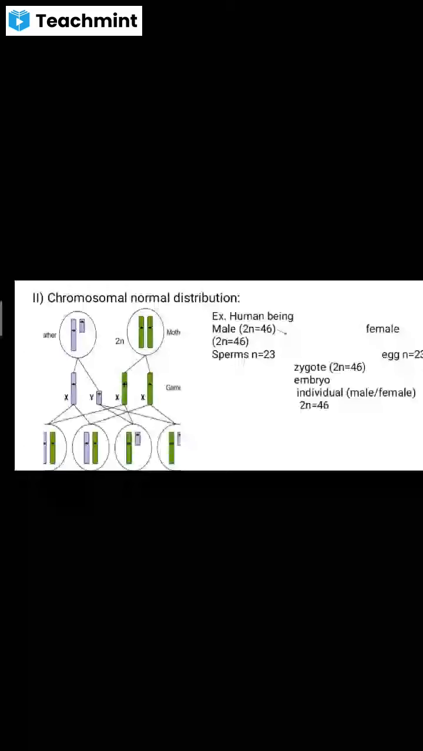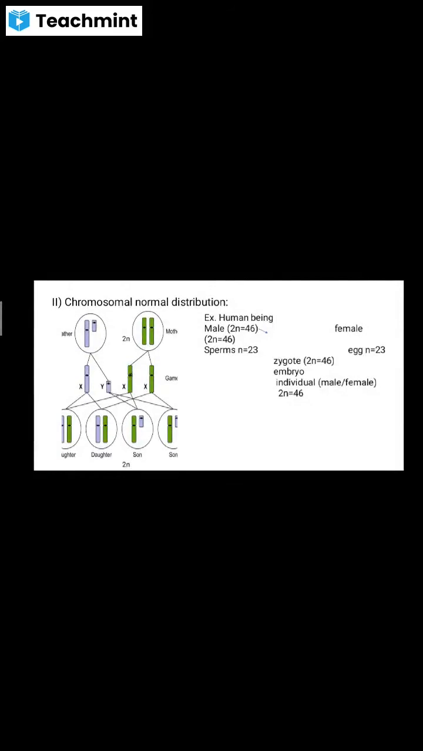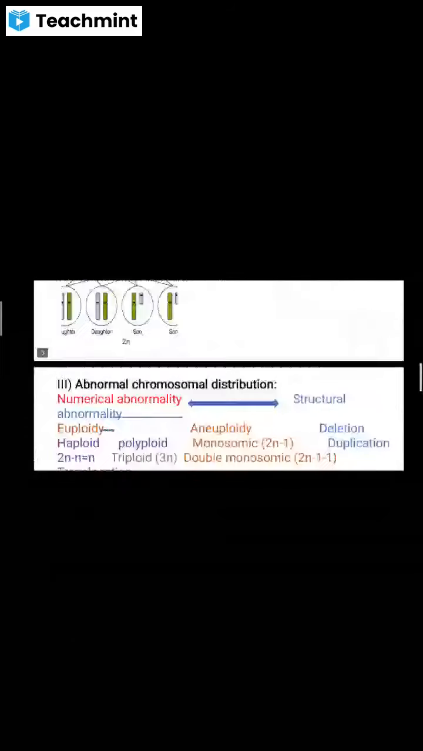Then, in male parents, what are the gametes? X and Y gametes. And in the female body, there is the X gamete. So when X unites with X, the individual is a daughter. If X and Y unite, then it produces a son. So this is what normally happens.